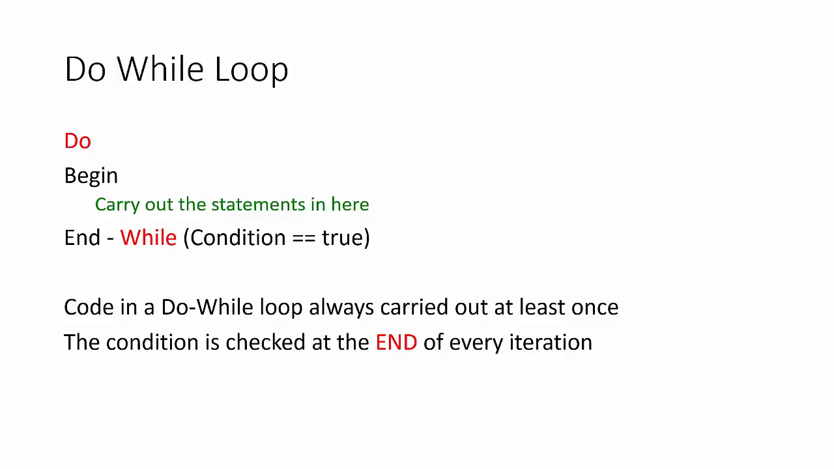The do-while loop is similar to the while loop, except we always do the code inside the loop at least once. And then we check at the end of the loop to see whether we want to do the loop again. So code in a do-while loop is always carried out at least once, and the condition is checked at the end of every iteration.